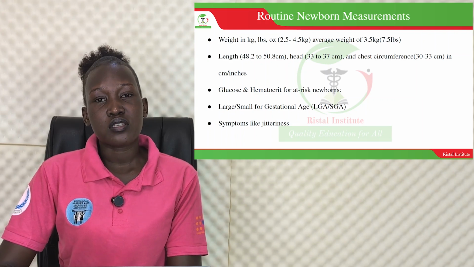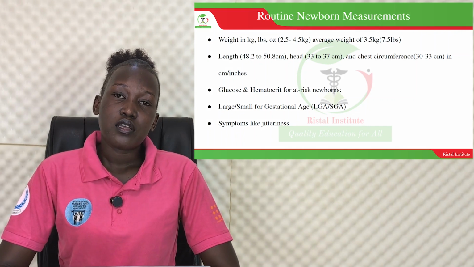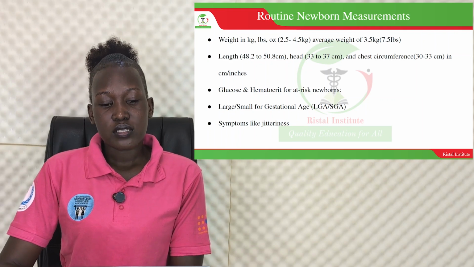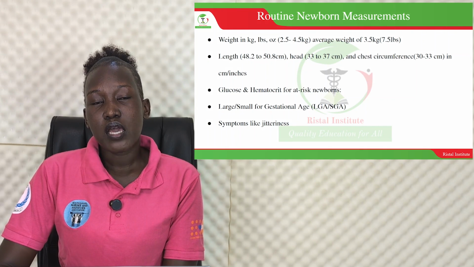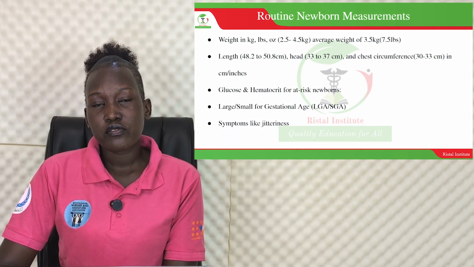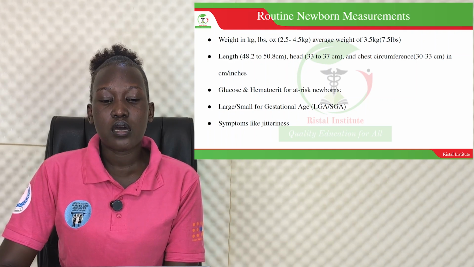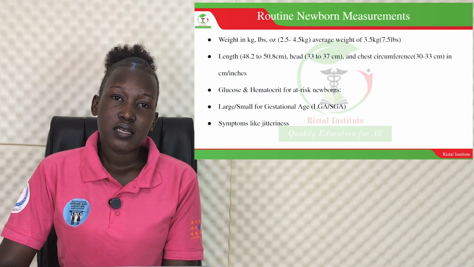So if you're not using centimeters, you can always use inches. Then you find out in inches. So you also go forward to assess the glucose and hematocrits for any kind of risk. Then we assess large and small for gestational age, which in most cases we focus on the weight at birth.